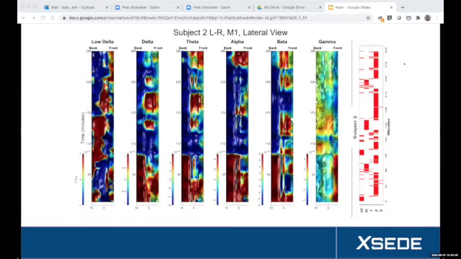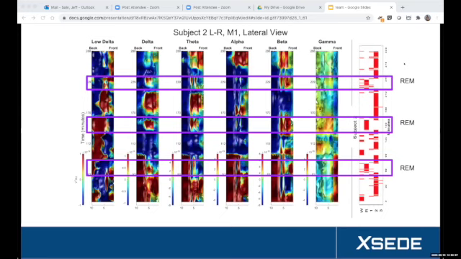Here, this is subject 2, left minus right homologous pairs, MEG channel M1 viewed laterally. And in this visualization, the left hemisphere does appear to be higher in activity in the lower frequency bands during REM than the right hemisphere, and this is consistent with previous studies.